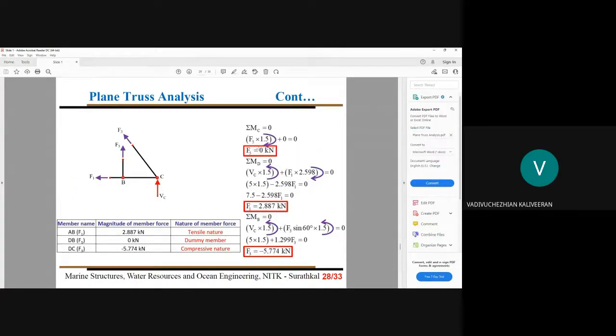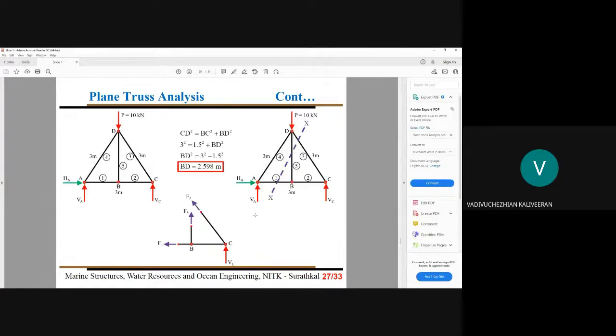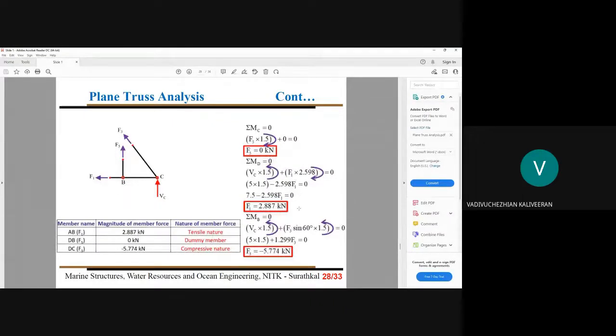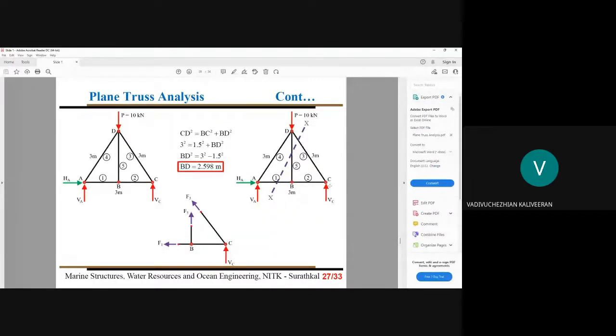Moment about point C, moment about point B. Now we are considering this left hand side section. We are considering moment about point D. When we consider this D part, it is very clear. Directly we can consider the corresponding length, VA into D. That is also possible. Or directly we can see VC into D. This is also possible.